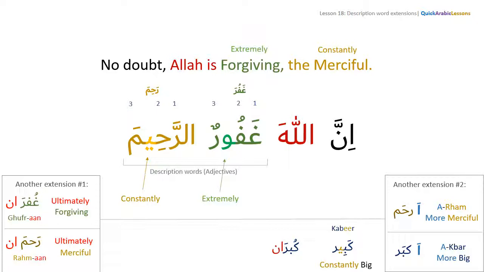Okay, so Kubran, like we see on the left side of the page, comes from the word Kabura, great, and then ultimately great is Kubran, ultimately big and ultimately great.